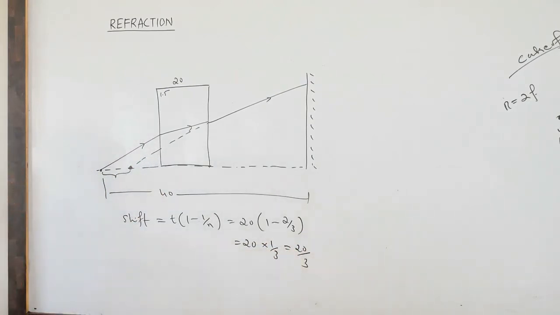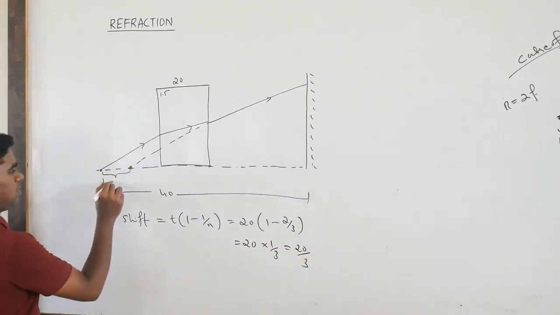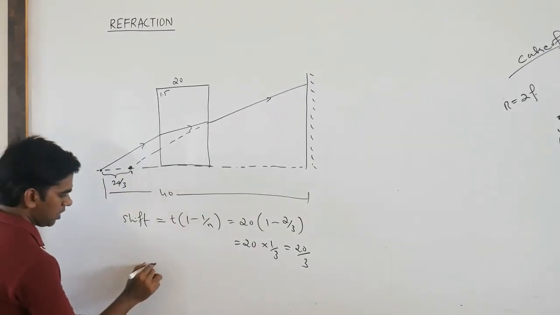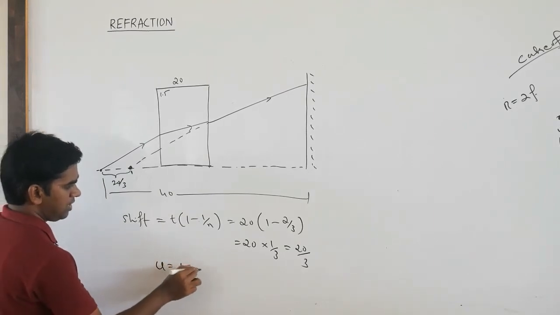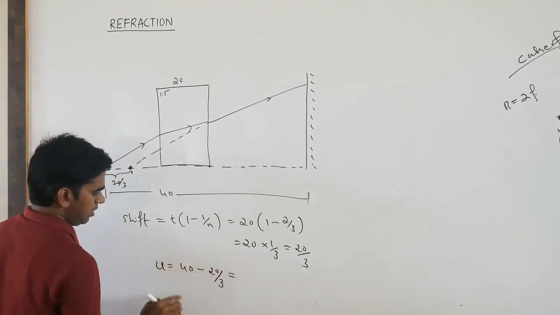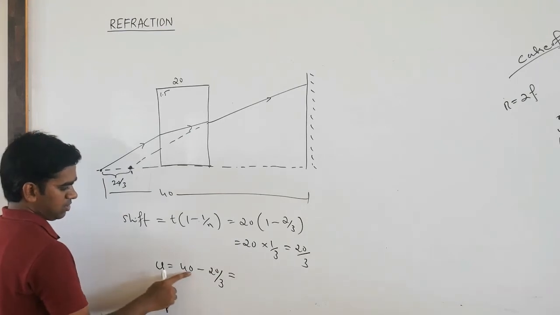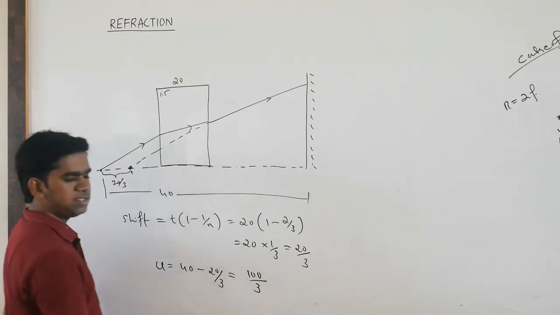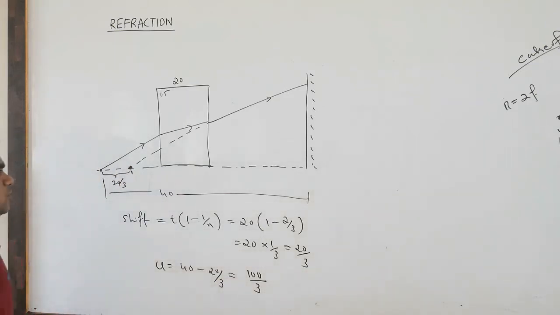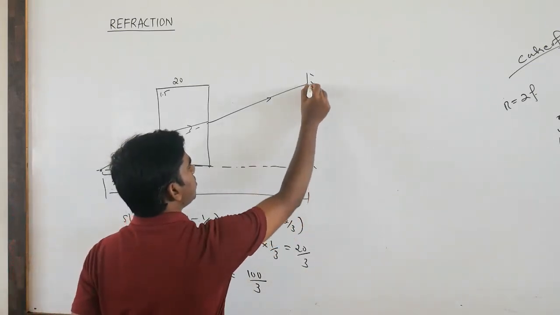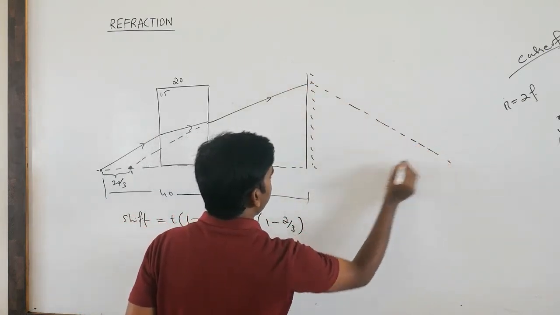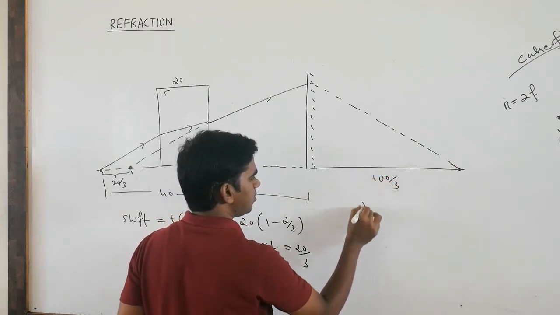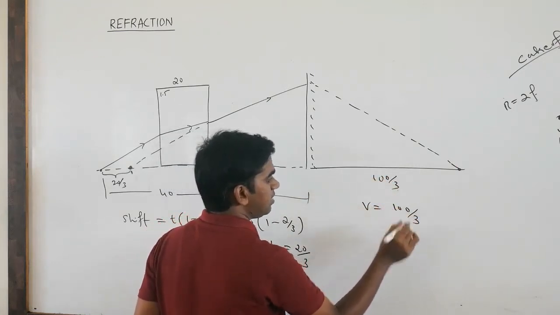Then what is the actual object distance? 20 by 3 is the shift, so you have to subtract this shift. So the actual object distance is equal to 40 minus 20 by 3. 40 minus 20 by 3 is 120 minus 20, which means 100 by 3. So 100 by 3 is your object distance. Since it is a plane mirror, where will the image form? The image will also form at 100 by 3 only. So V equals 100 by 3.